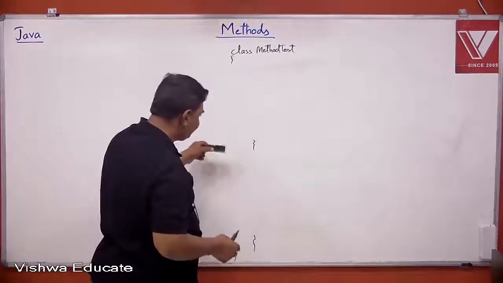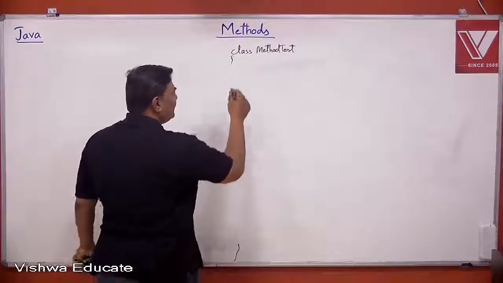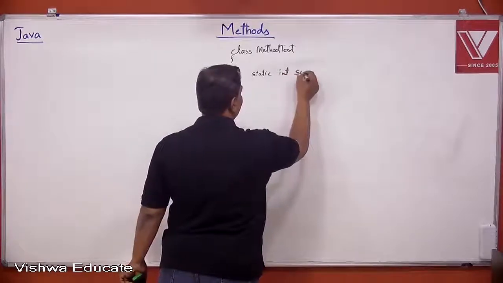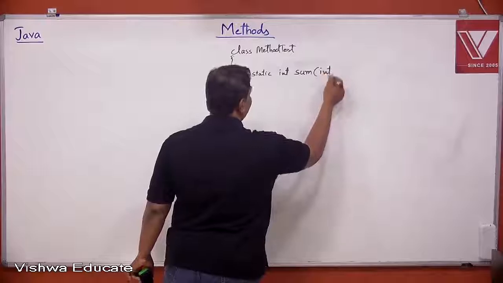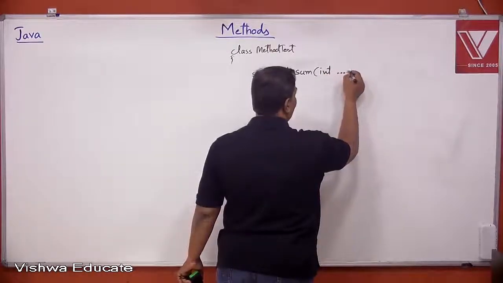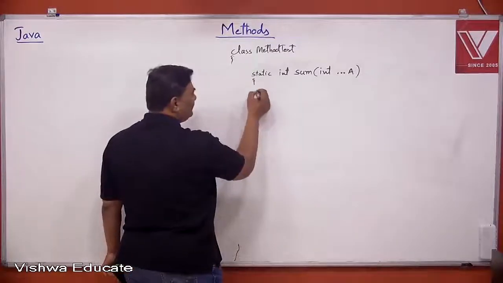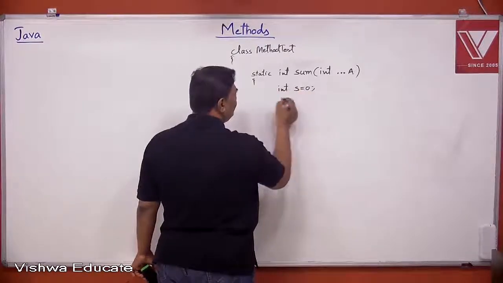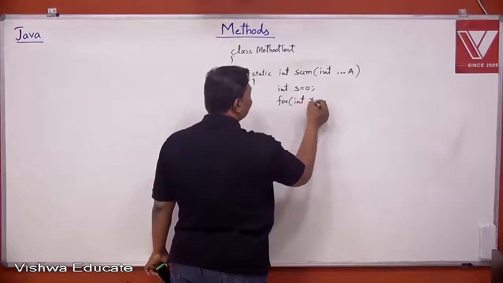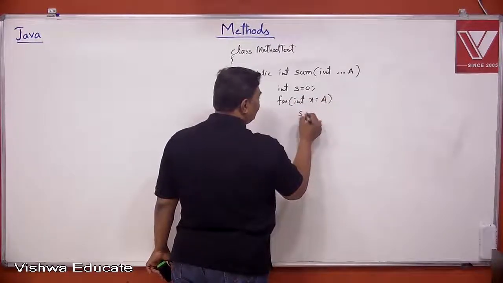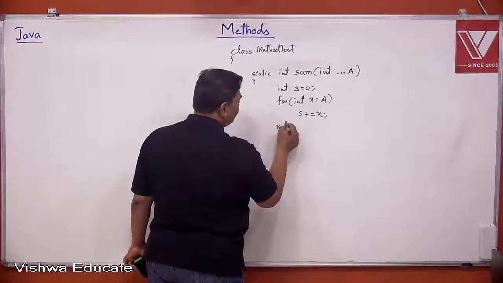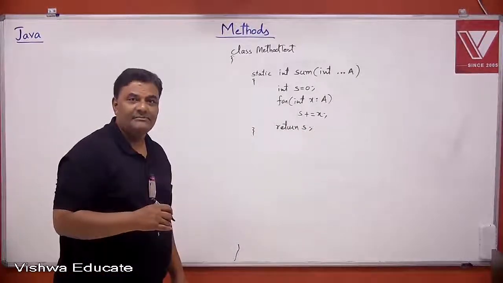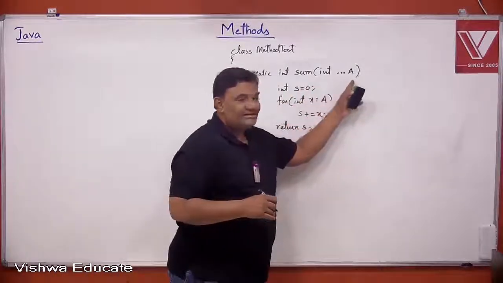Now let me show you the difference. I will write a method, static int sum, integer dot dot dot a. So this takes an array, right? It will find the sum of all the elements. Then integer s assigned 0, for each x in a, add that x to s and return s. This is the sum method again, the sum of all the integer elements in an array.